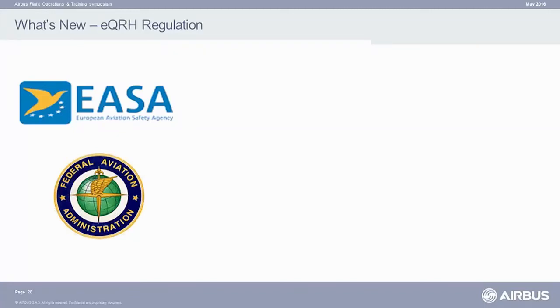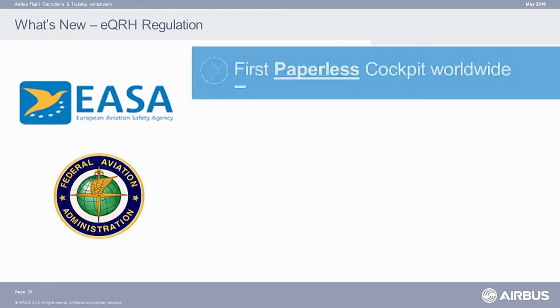So first, we decided to involve the authorities very early in this project, because we know our objective is not only to implement an electronic checklist. You know that there are many electronic checklist products in the markets. Our objective is to develop and approve the first paperless cockpit worldwide.